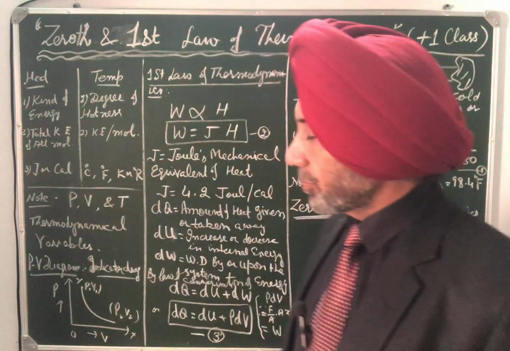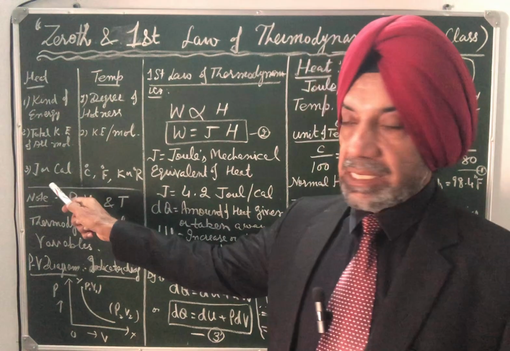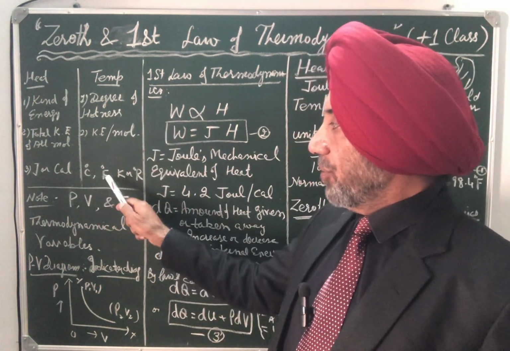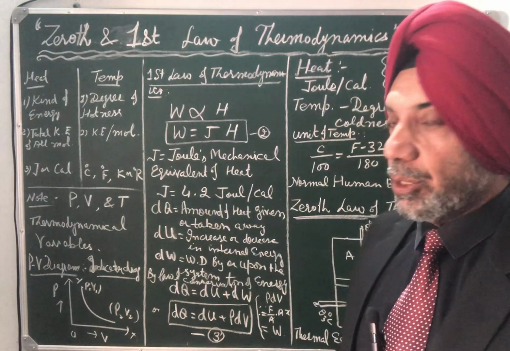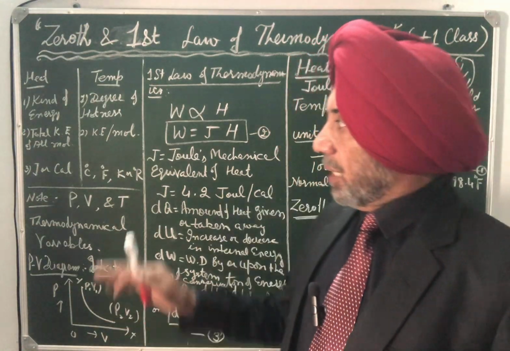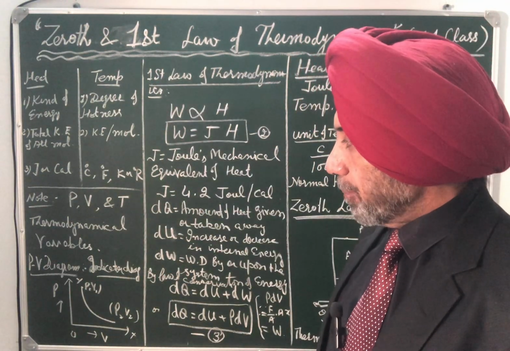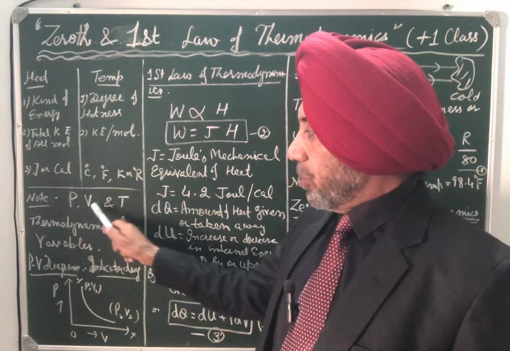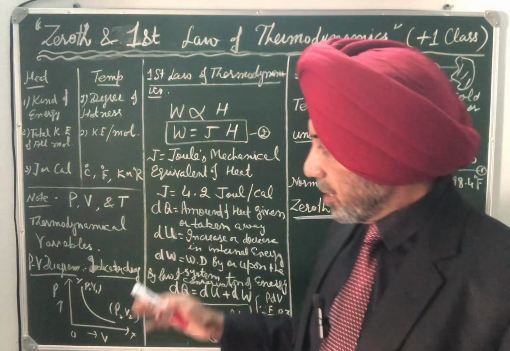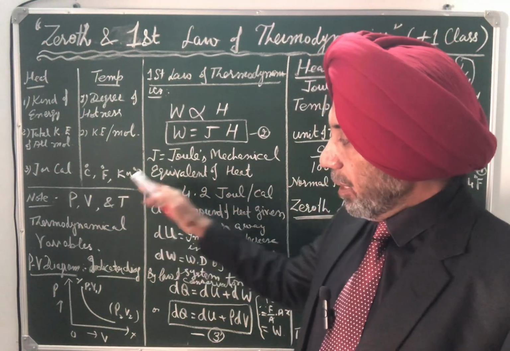Heat is measured in joule in SI system, calorie in CGS system, and temperature is measured in degree Celsius, degree Fahrenheit, Kelvin, or degree Newton. So heat and temperature we can differentiate. We have used pressure, volume, and temperature. They are known as thermodynamical variables.